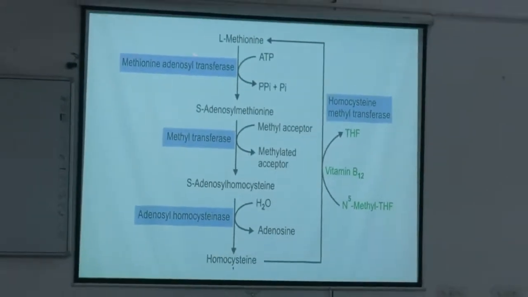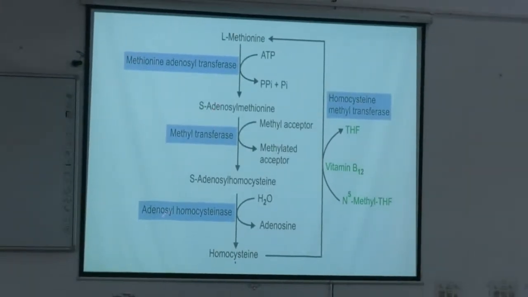Now the transmethylation reaction. This is the formation of SAH, S-adenosyl homocysteine, and homocysteine methyltransferase can lead to L-methionine. If there is vitamin B12 deficiency, this N5-methyl tetrahydrofolate is not converted into tetrahydrofolate, and the N5-methyl tetrahydrofolate accumulates. This condition is referred to as folate trap.